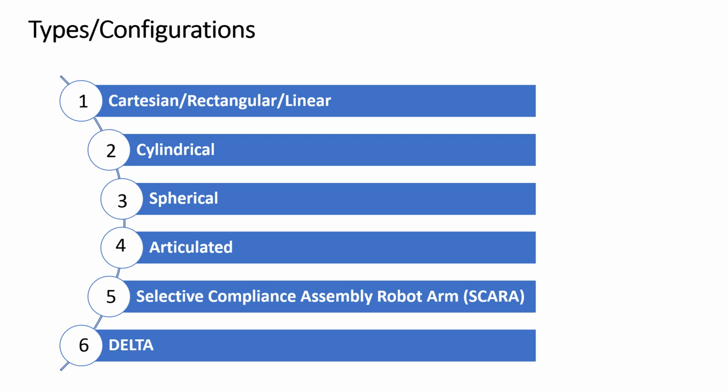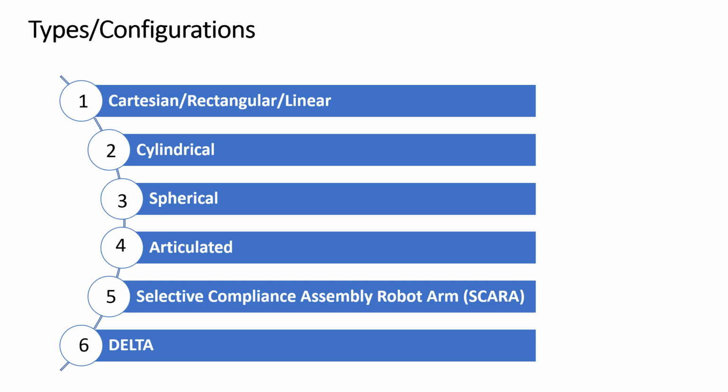See, the types and configurations of the robot. So here you can now see different configurations. The first one is Cartesian, which is also called rectangular or linear. Then we have cylindrical configuration, spherical configuration, articulated configuration. Then there is a specific type called SCARA, which is a selective compliance assembly robot arm, and then a delta configuration.